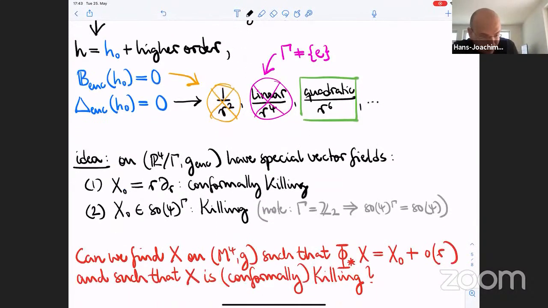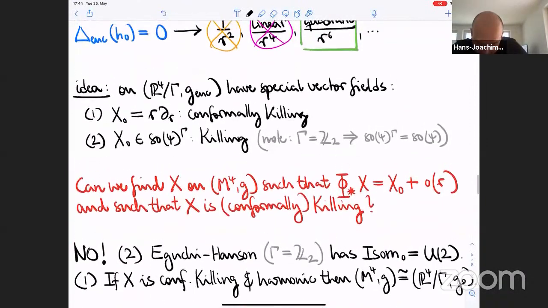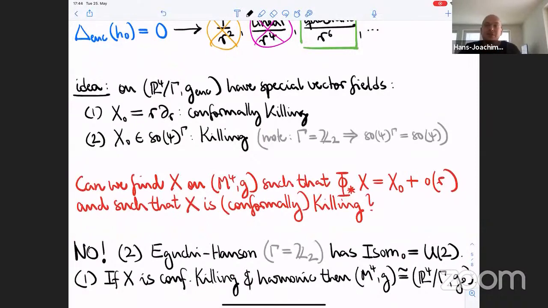Another question that's been around for a long time is, how about we try to take these special vector fields on the asymptotic cone and extend them to conformal Killing vector fields or Killing vector fields on the Ricci-flat ALE space. So find an X on M4G such that under this given diffeomorphism, X is asymptotic to X naught, so the difference is of lower order, grows sublinearly at infinity, and such that this X is actually a Killing vector field or conformal Killing vector field with respect to the Ricci-flat metric. Of course, that's a question you can answer immediately: of course not. You can't find such an X in general. There have to be obstructions.